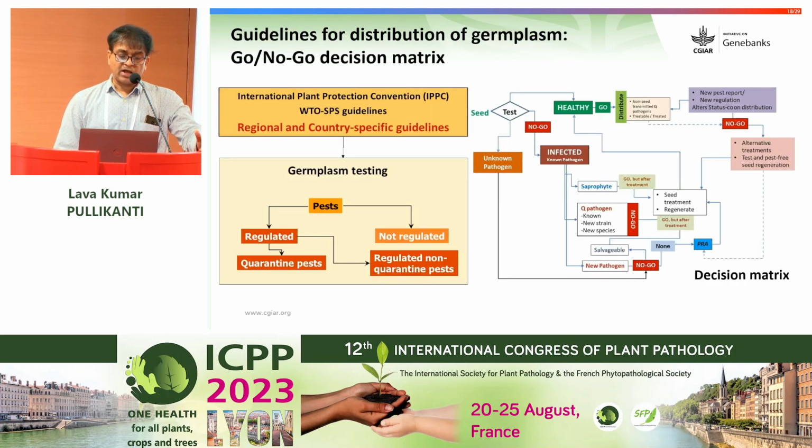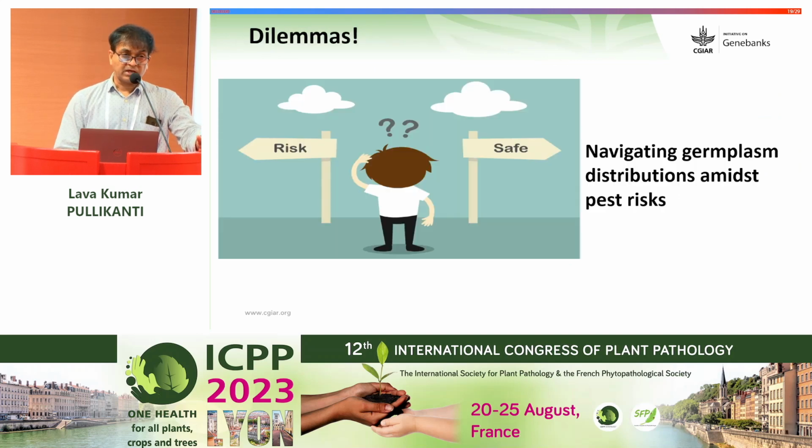And then we also have a good system with regard to making decisions. Most often we receive phytosanitary permits which are very generic. So how do we make decisions with regard to the distribution of germplasm? We have a very complicated matrix, what we call a decision matrix. We basically do not provide material for planting purposes unless it is free from pest. That is our simple motto. But there are a lot of dilemmas. How do we navigate germplasm?